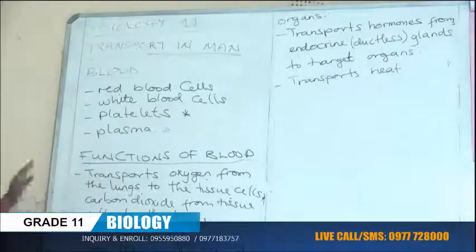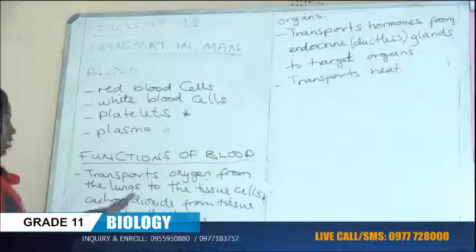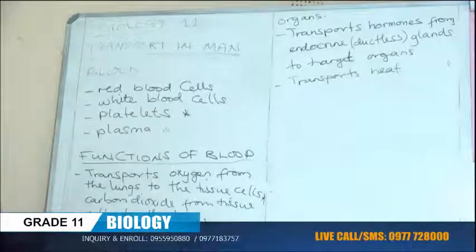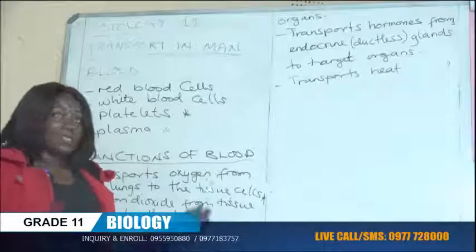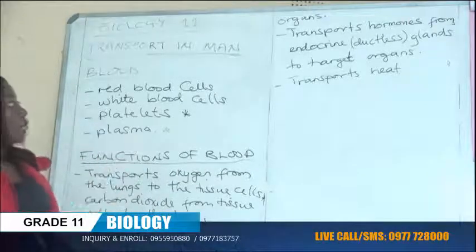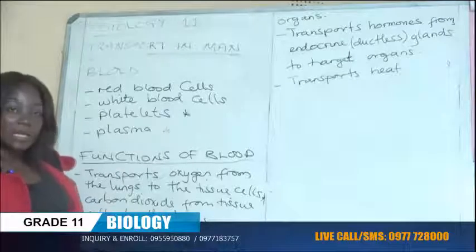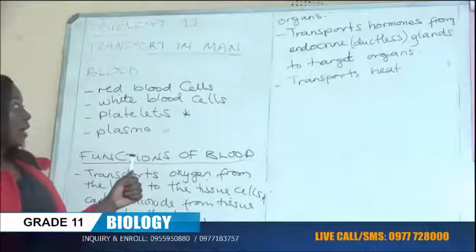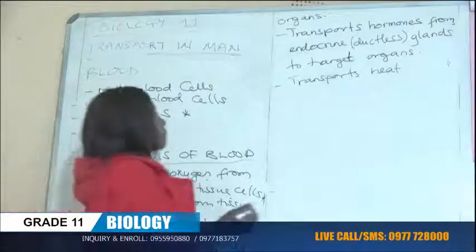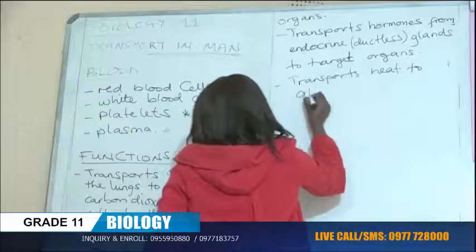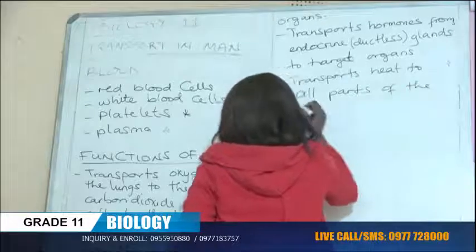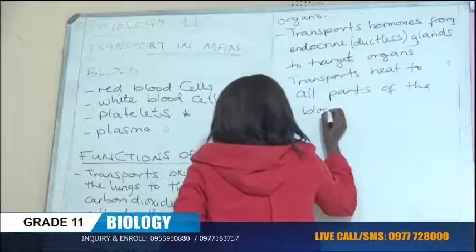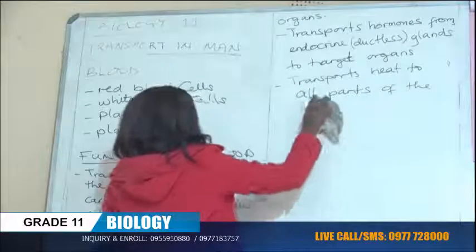So here, oxygen is moving from the lungs to tissue cells. Carbon dioxide moves from the tissue cells to the lungs. Food substances move from the small intestines to the tissue cells. Waste products are being removed from our cells to excretory organs for excretion to take place. Hormones move from endocrine glands to target organs, and heat moves from respiratory organs to all parts of the body. Okay?